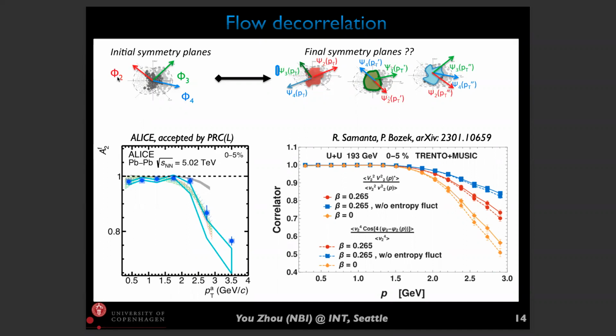And in the solid and dashed lines, there are different calculations. One is called the flow plane decorrelation. The other is flow magnitude decorrelation. The physics is very similar. So this is basically the flow symmetry plane correlation that we can use.